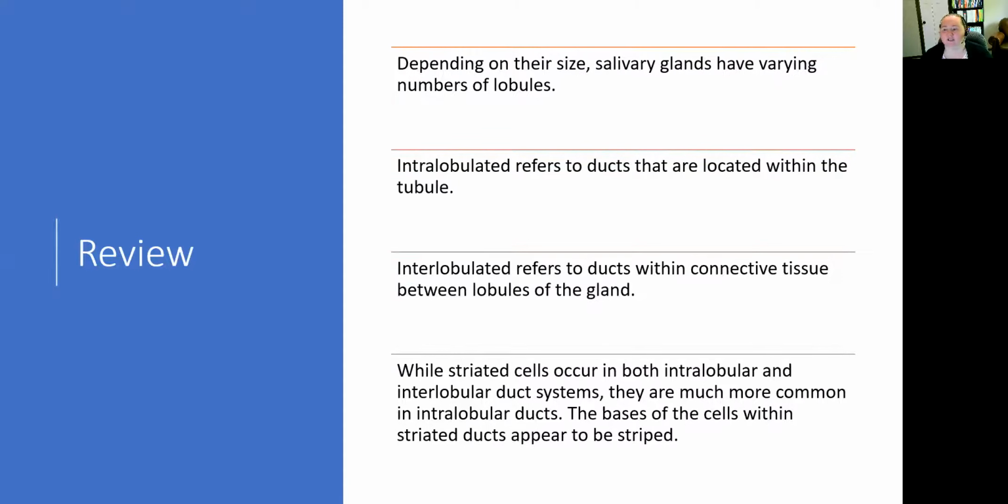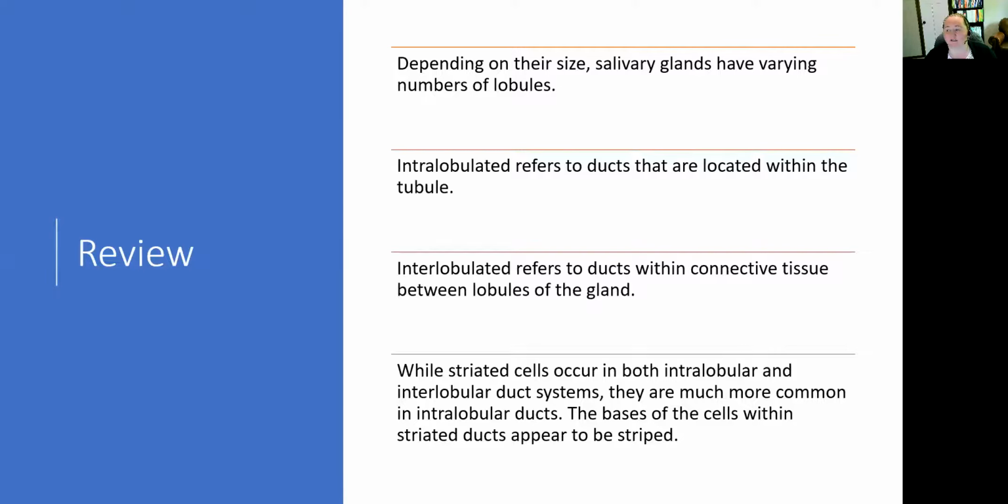All right, so depending on their size, salivary glands have varying numbers of lobules. What do you guys think is our largest gland of the three? The parotid gland. The parotid, yeah. Even though it only secretes about 25 to 30% of the saliva, it's this massive gland here, but it only produces a small amount. The submandibular is what's going to produce the most, 60 to 65%. And then the sublingual is roughly 10%.